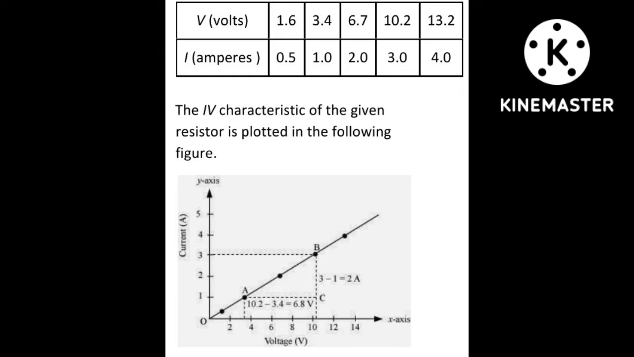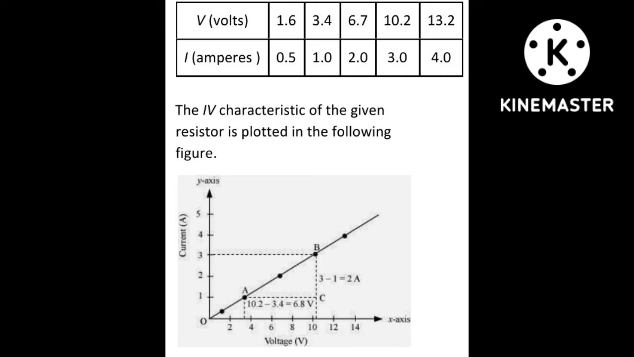In the same way, for 3.4 volt it is 1, for 6.7 volt it is 2, for 10.2 volt it is 3, and for 13.2 volt the current is 4. Now we can draw the IV characteristics as shown in the diagram.